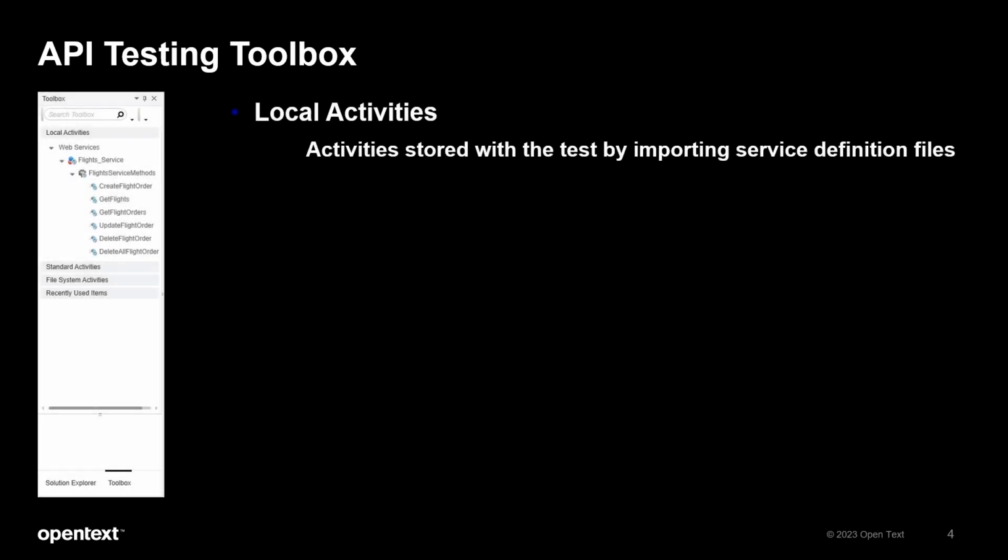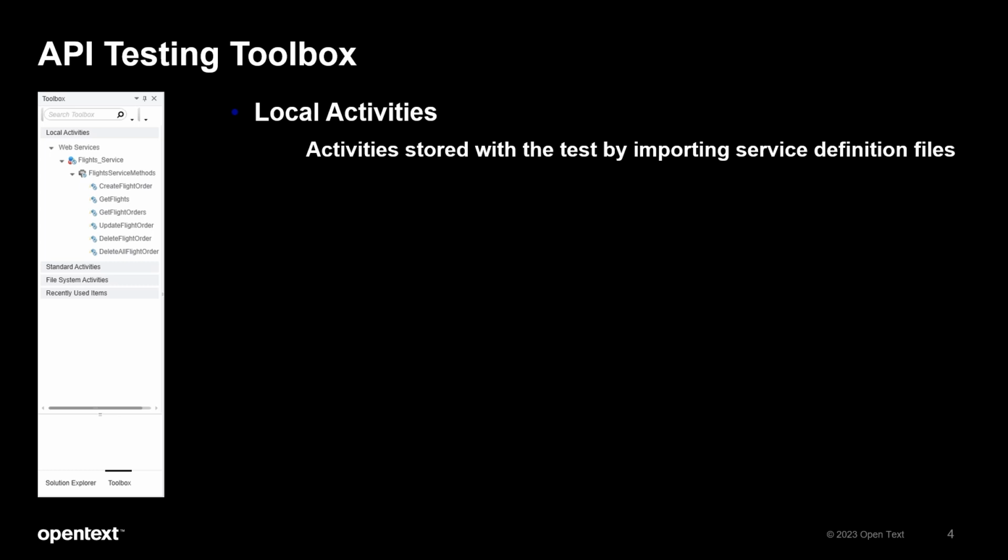The Toolbox pane on the left is where your API testing activities are available. You will double-click or drag them to the canvas to create a test step. There are three types of activities. At the top, you will see the local activities. This is where your application activities are stored when you import from service definition files, such as a WSDL, WADL, Swagger file, or .NET assembly file.